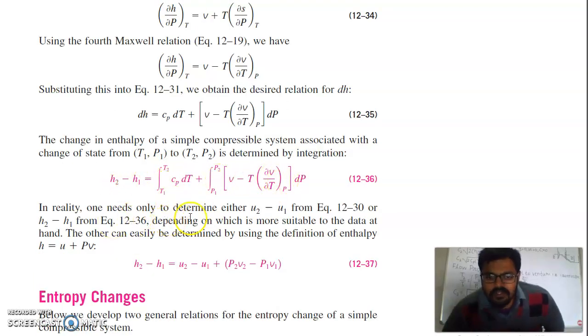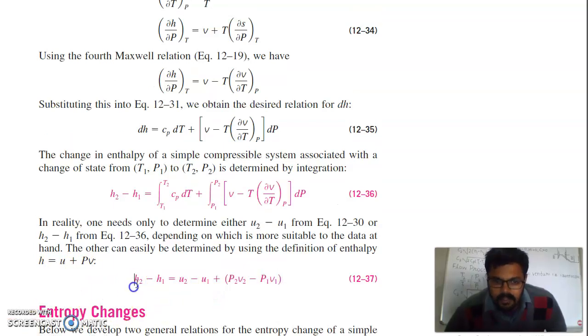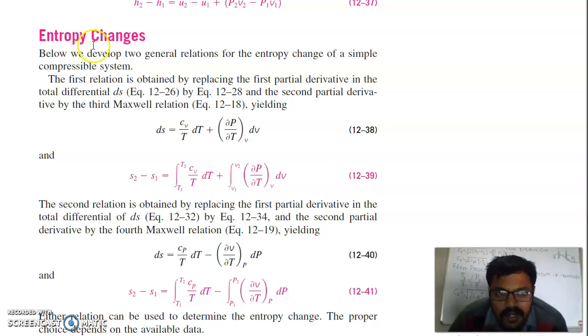In reality, one needs to only determine either U2 minus U1, meaning the change in internal energy, or the change in enthalpy. If you get one value, you can easily find the other one from the relation H is equal to U plus PV. So this is up to here about the enthalpy change.